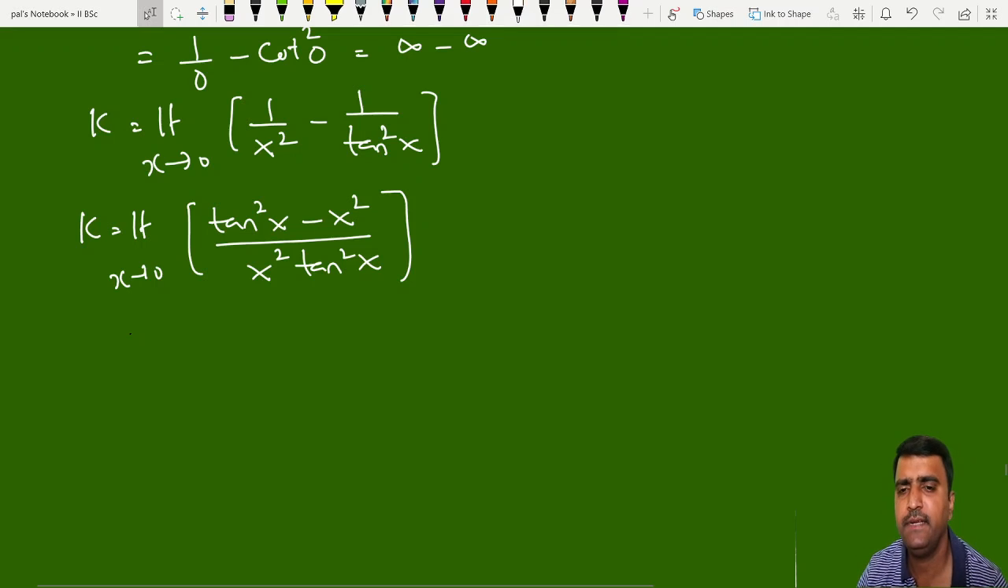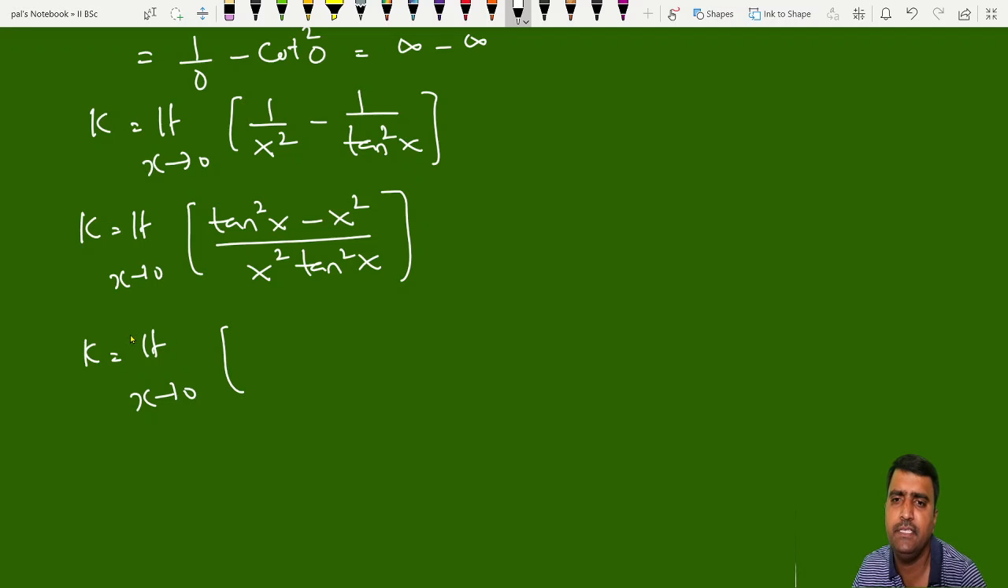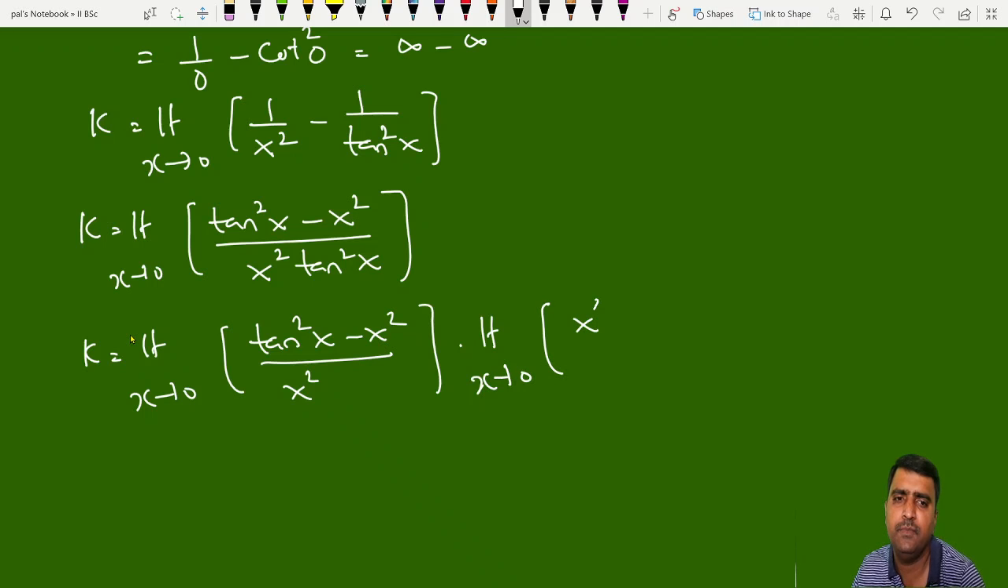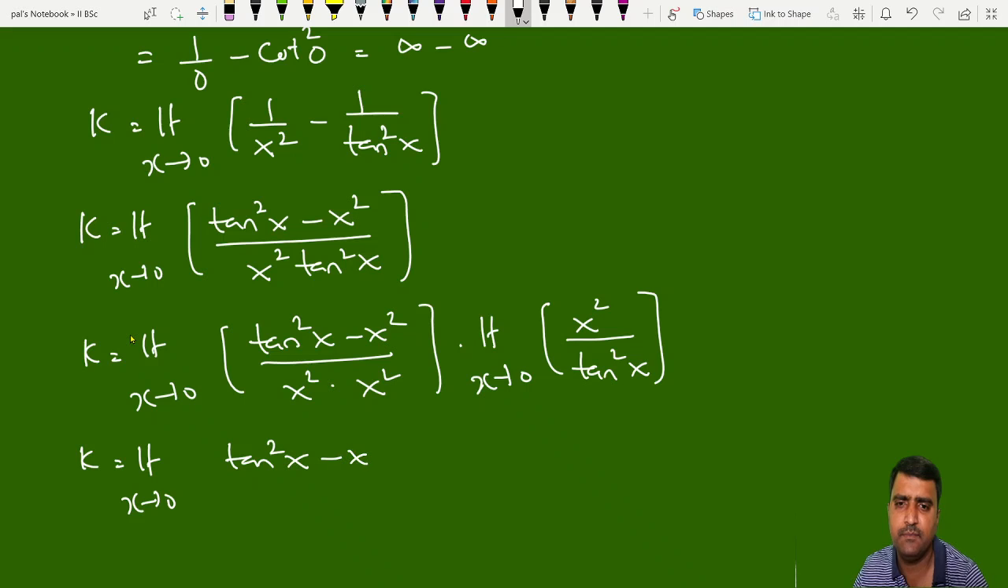I already told you that if tan x or sin x appears in the denominator, first we have to remove it from the denominator, because it is easier to apply L'Hospital rule after removing the tan. So k is equal to limit x tends to 0 of (tan square x minus x square) divided by x square, into limit x tends to 0 where you multiply the numerator with x square and the denominator has tan square x. To balance this you multiply x square in the denominator. So now k is equal to limit of (tan square x minus x square) divided by x square into x square, which is x to the power 4, and this becomes (x by tan x) whole square, which is 1 when x tends to 0.